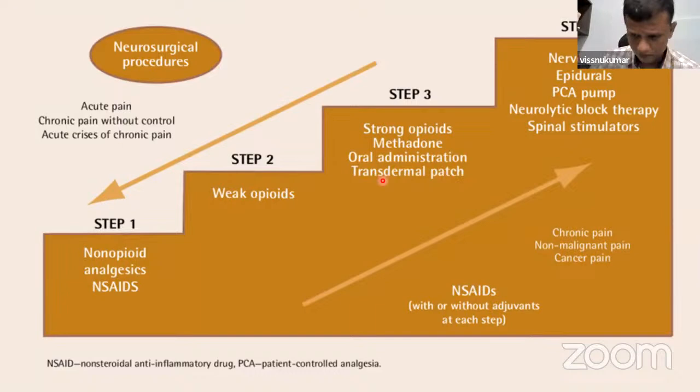So if the pain is not relieved with all those things, then we have a step 4, which includes interventions: nerve blocks, epidurals, patient-controlled analgesia pumps, neurolytic block therapy and spinal stimulators. So keeping this WHO pain ladder as a basic, we are going to step into this.